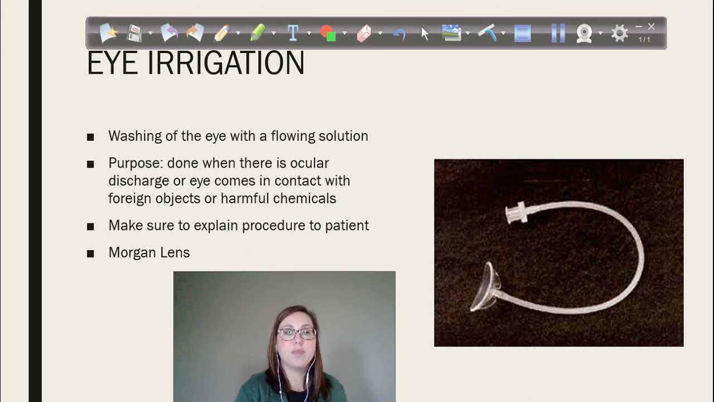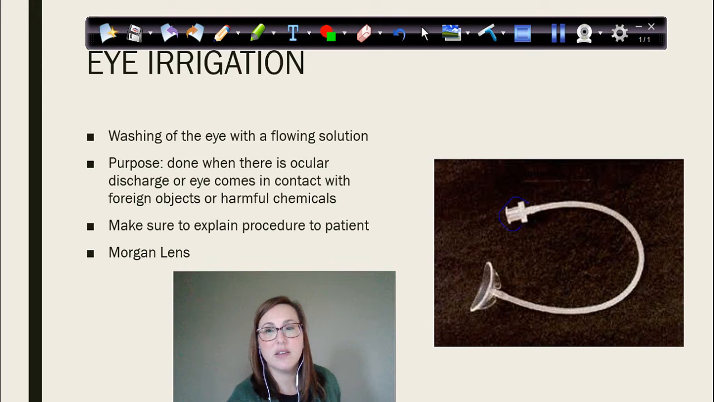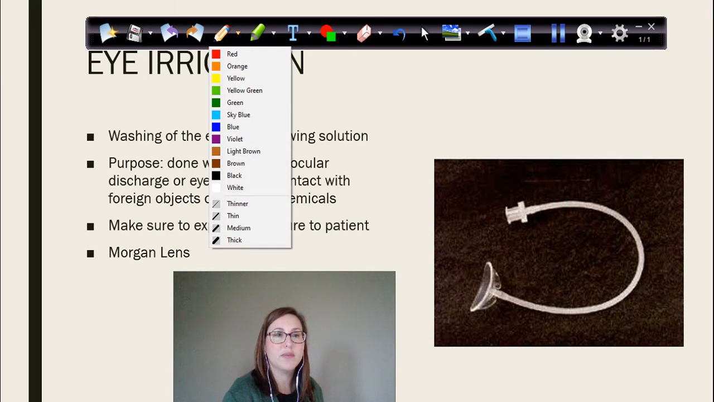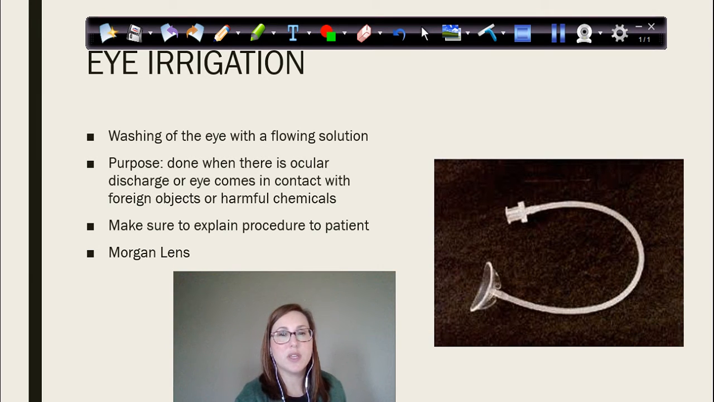Eye irrigation, you might see some of this, but this is the tube that you would use. That rounded part at the bottom is what goes over the eye. So when you're irrigating the eye, you're washing the eye with a flowing solution. So this is an important step if someone has a chemical injury. So if they're exposed to a chemical in the office, this part of the tube would be connected to maybe some saline, and then this part goes over the eye, and the fluid comes through the tubing here, and it helps flush the eye. So again, you can do it when there's an ocular discharge from the eye, or if it comes into contact with, again, harmful chemicals.